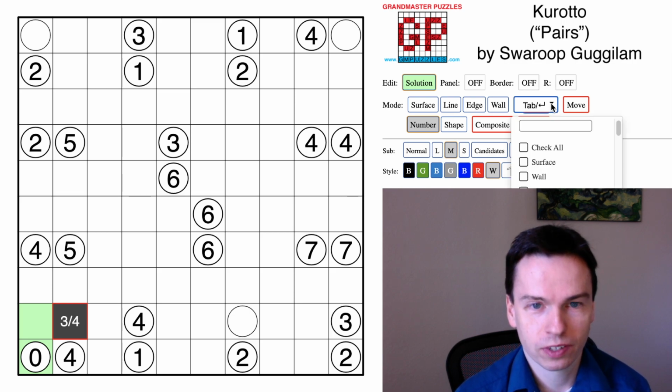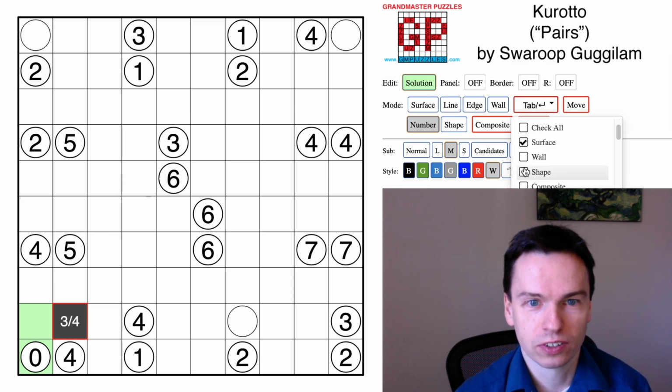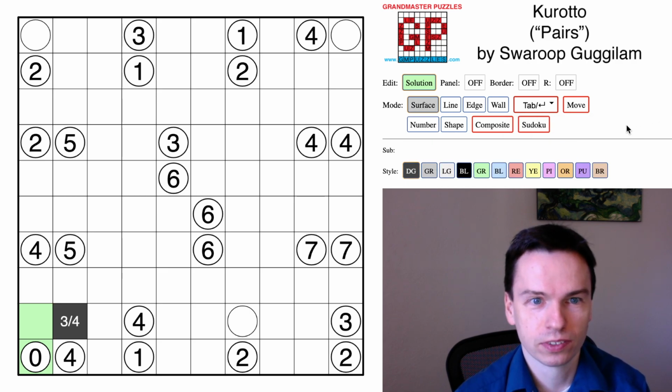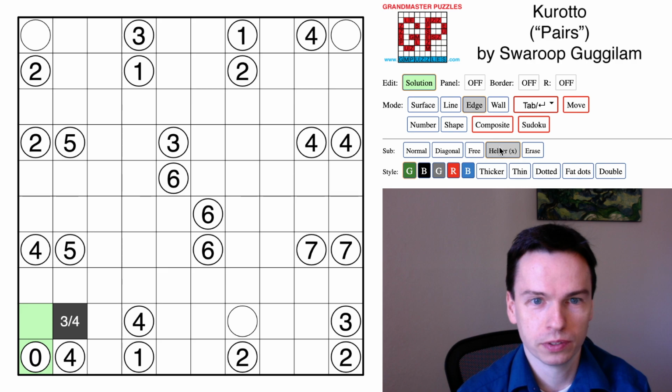What I'm going to do to make some of this notation easier is I'm going to actually turn on surface and number marks as defaults in my tab selection. So as I go through, we can use them together. There's another situation up here where we have, and maybe even another kind of marking that might help you, sort of go edge and helper.